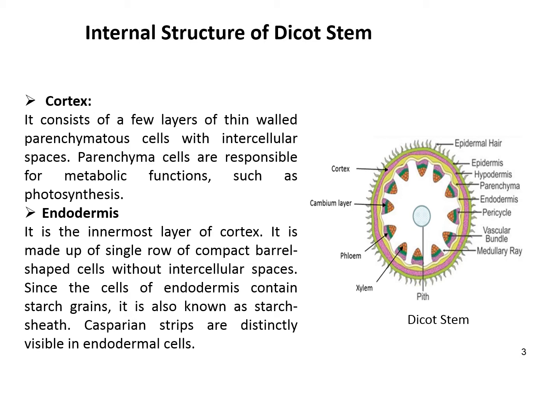Next is endodermis. It is the innermost layer of cortex. It is made up of a single row of compact barrel-shaped cells without intercellular spaces. The cells of endodermis contain starch grains, so it is also known as starch sheath. It consists of Casparian strips. These strips are clearly visible in endodermal cells. So what is Casparian strip? It is actually the band of cell wall material deposited in the radial and transverse wall of endodermis.